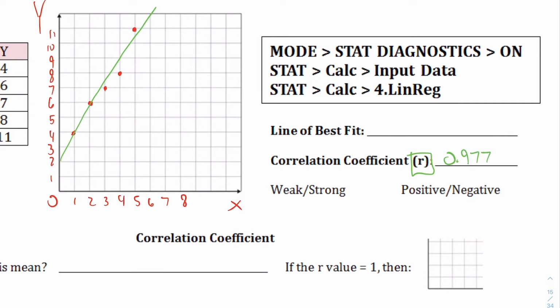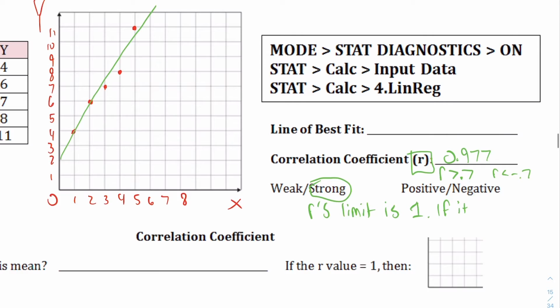If your R is greater than 0.7, or if your R is less than negative 0.7, that's about a pretty good number to indicate that it's a strong correlation. The highest that R can be, R's limit, is 1.